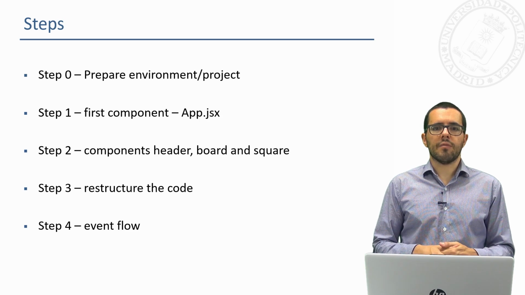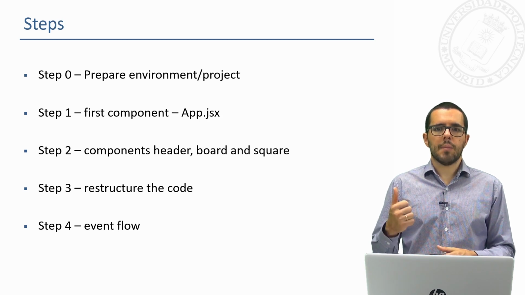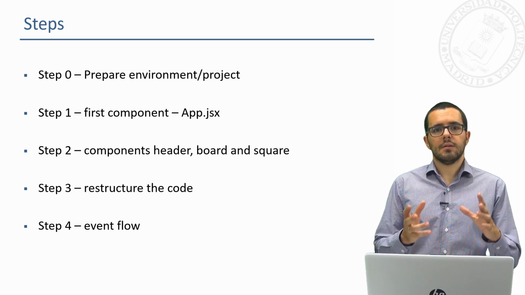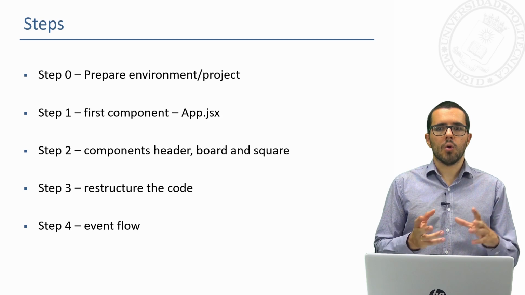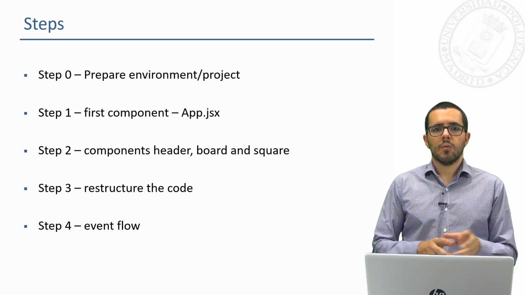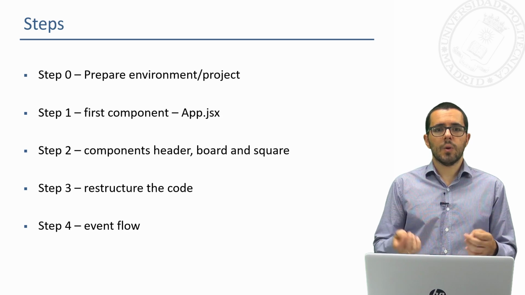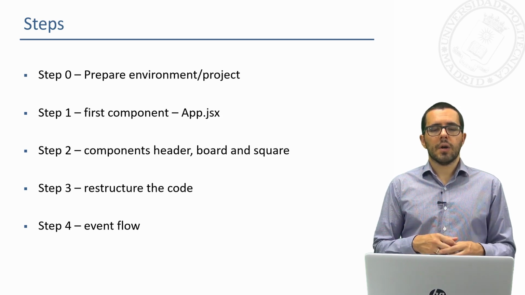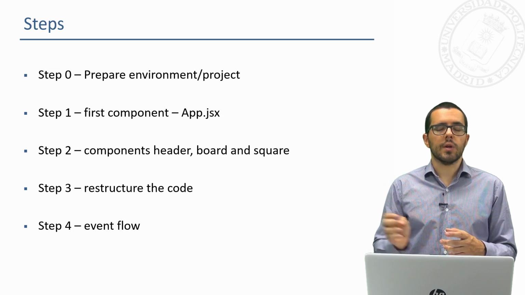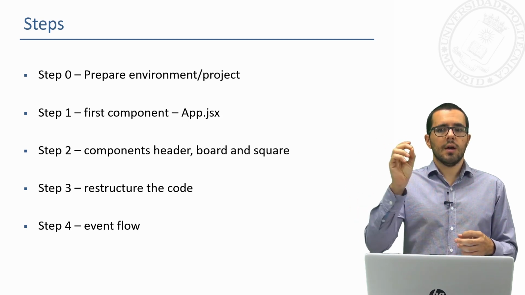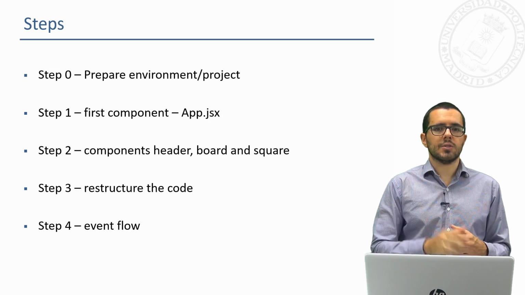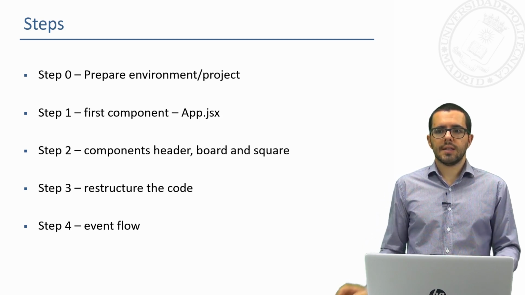Then we will create our first component, app.jsx. After that, we will divide it into header, board, and square. We will have to restructure the code a little, and finally we will have to do the event flow, because remember, data flows down and events flow up. So square will call board, that will call app when the user clicks on the square. So let's start coding.